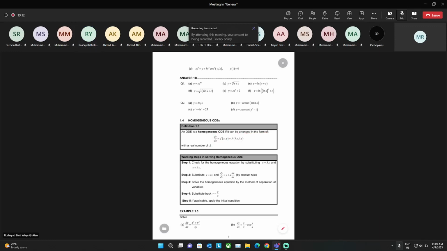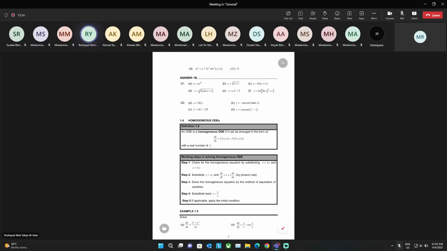So class, meaning that if a function or an equation, you need to replace your x with lambda x, your y with lambda y, and then you compare these two equations or these two functions. If they tally, then that equation is called a homogeneous equation.